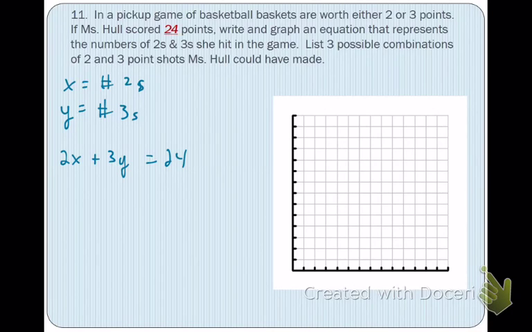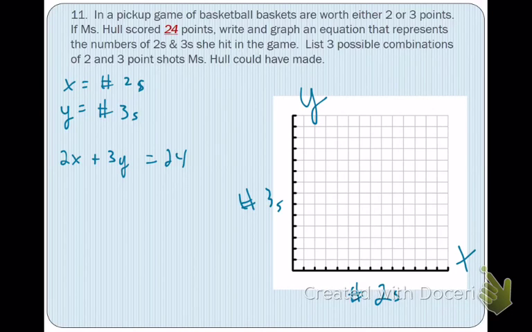We have a graph over here. Since we defined y as the number of 3s, that's going to be our y-axis, and our x-axis is the number of 2s. So we can graph this. We don't have the negative side of the x-axis or the negative side of the y-axis, because we can't hit negative shots. That's what x and y stand for.